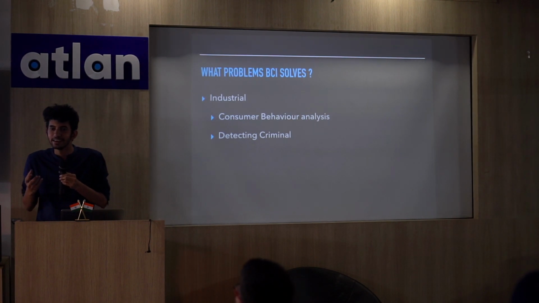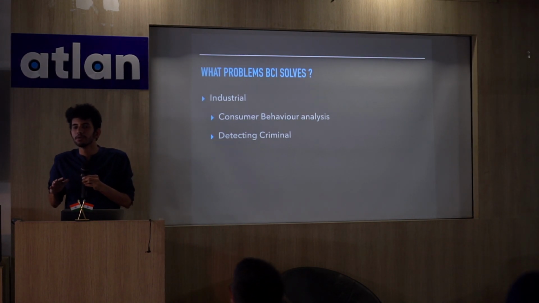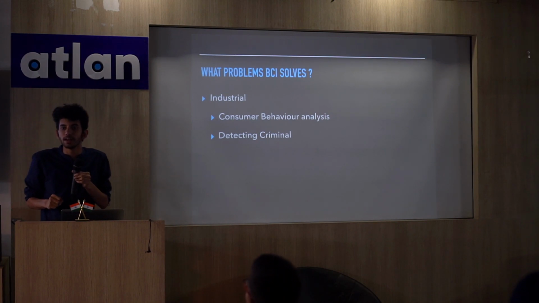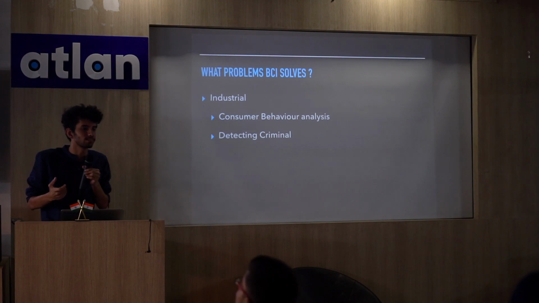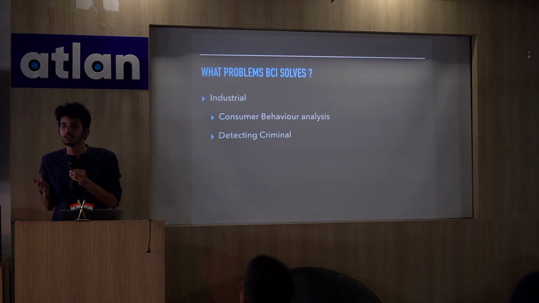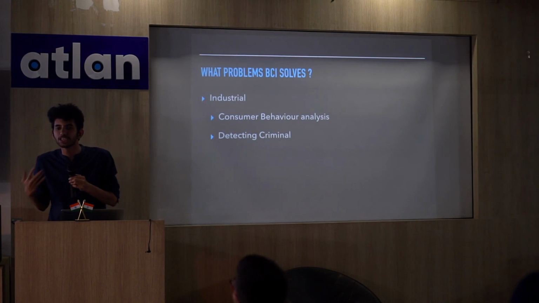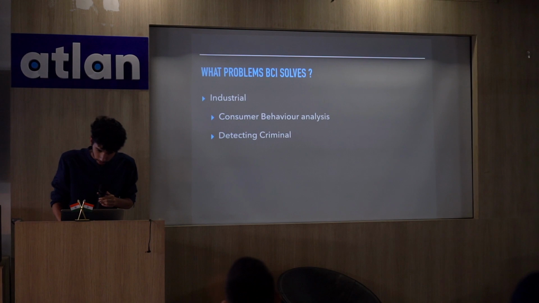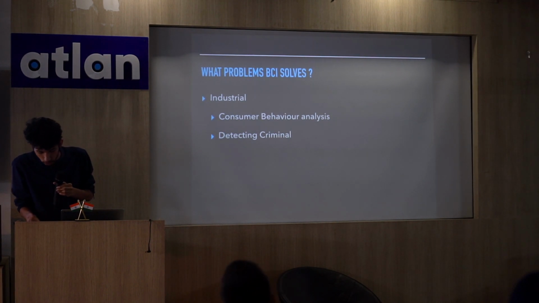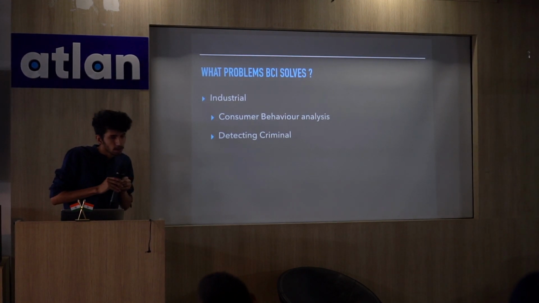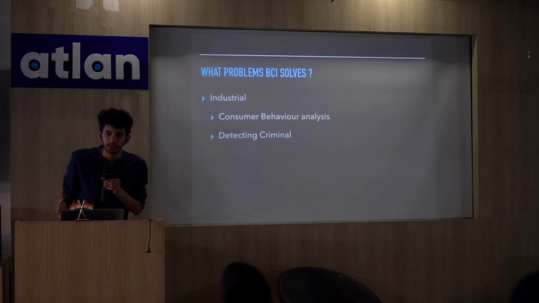And even if they are able to subdue, or let's say subside that feeling, they'll still be telling a lie. And if you are able to detect that, you are able to detect criminals, no matter how trained they are, because you can't train your brain. You can train your emotion, you can train the reaction that you have, but you can't train your brain in a way. So these are the big problems that BCI is able to solve, and it's a very small subset of what is being done in this field.